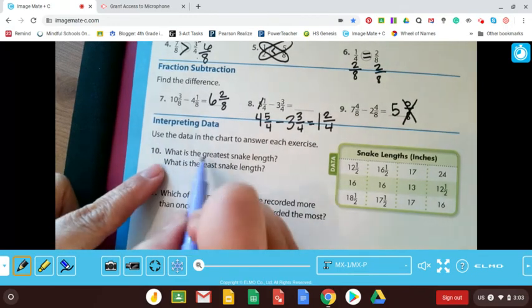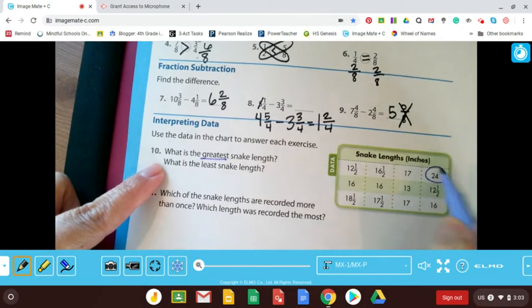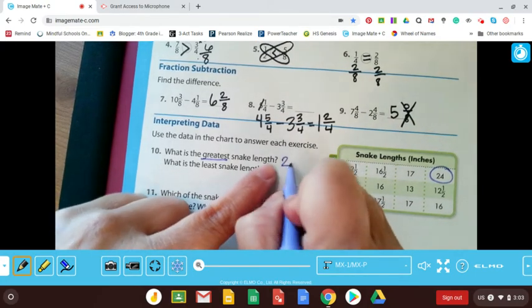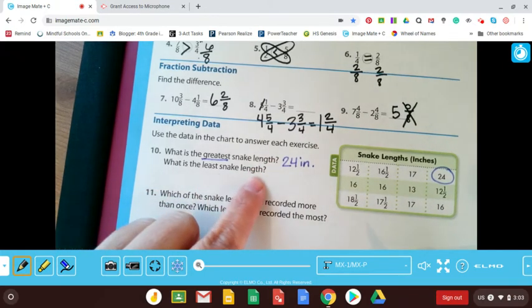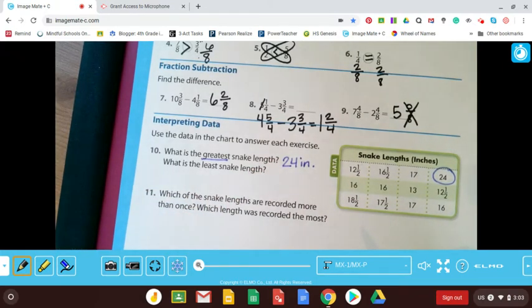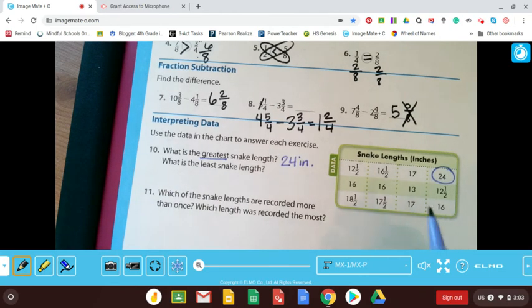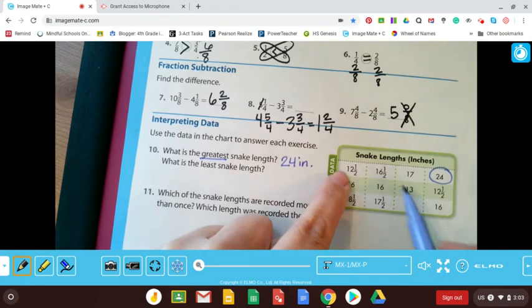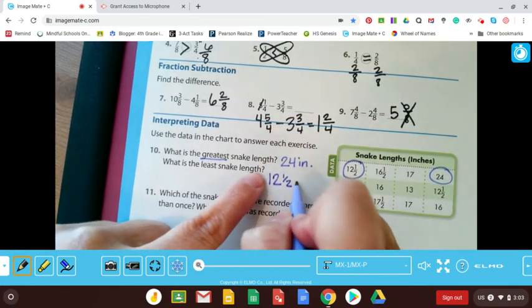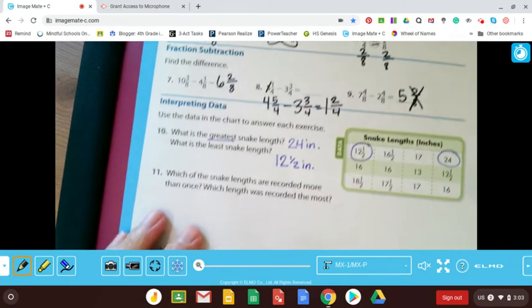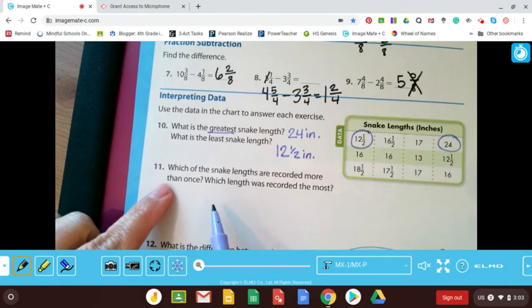some of the questions. What is the greatest snake's length? Oh, that's easy. Remember, that's the 24 guy. So I'm going to say 24 inches for that one. What is the least snake length? Like the lowest amount? Let's see. The least one, I guess, I was going to say 13. Oh, no, 12.5 seems to be the least, right? 12.5.